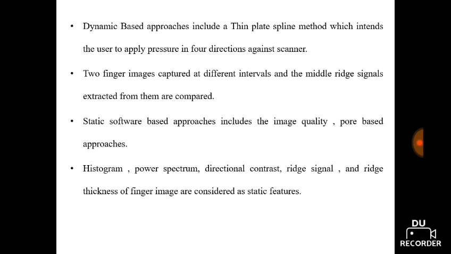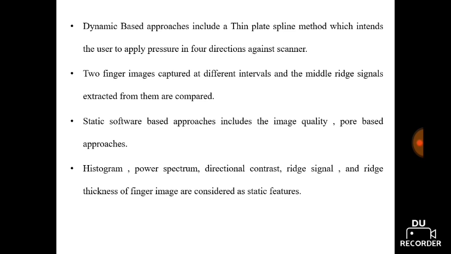The previous work in deformation of skin uses a thin plate spline that makes the user apply pressure in all four directions to measure the minute distance between the distorted and undistorted fingerprint. Another method intended the user to move the finger while pressing to purposely exaggerate the distortion, and it was observed that live images have more distortion than fake images. The various static features are histogram, power spectrum, directional contrast, ridge signal, and ridge thickness of finger images.